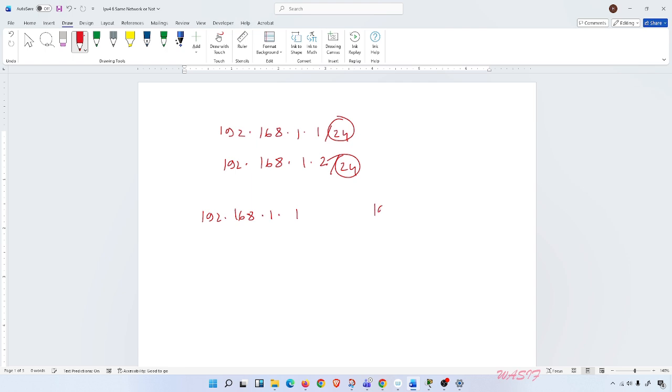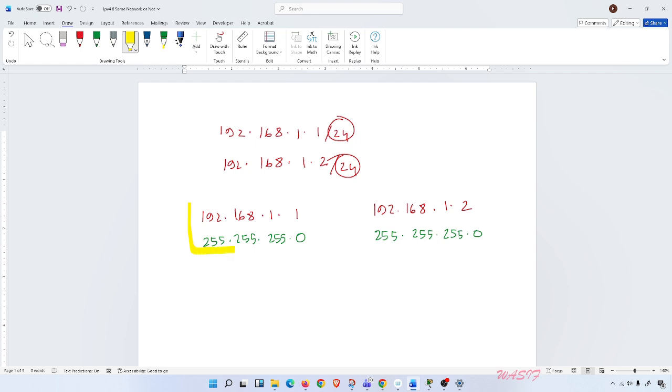So write down 192.168.1.1, 192.168.1.2, 255.255.255.0. 8 plus 8 plus 8 is /24, so 255.255.255.0. Now you need to find the network portion and the host portion.